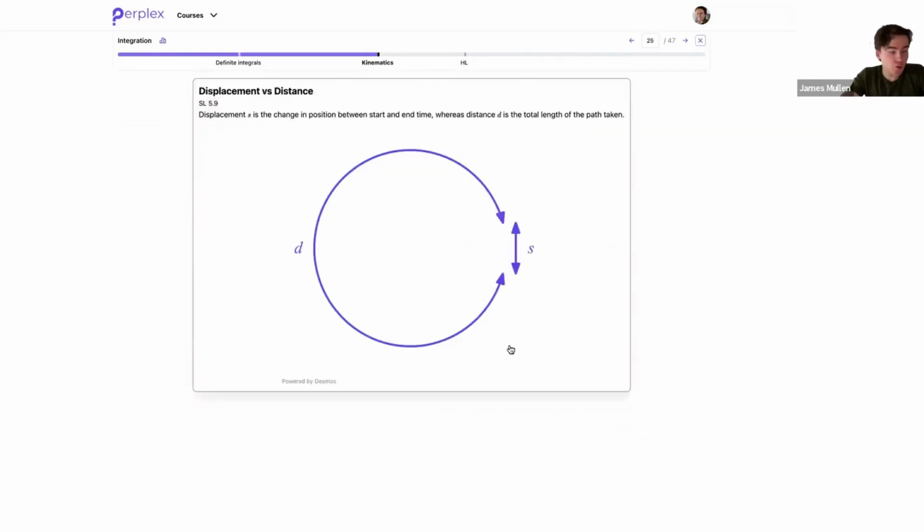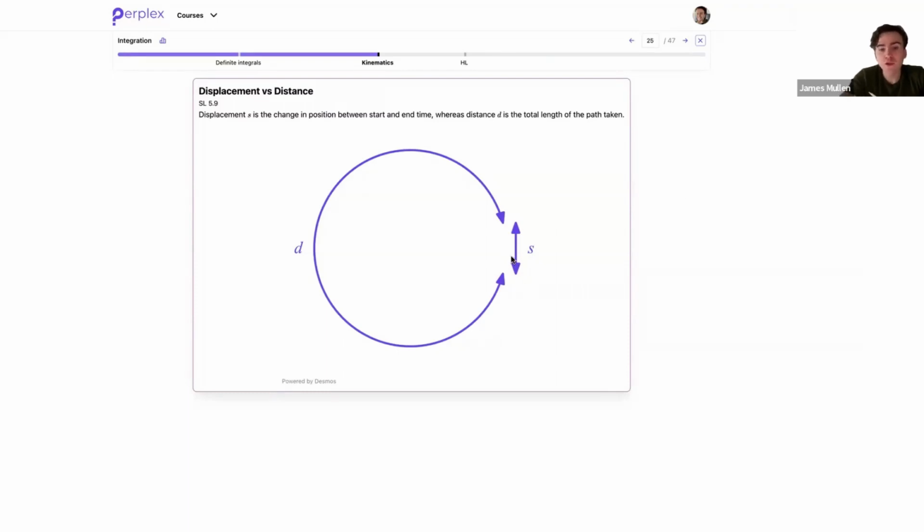Okay, now we're getting to kinematics, which I know is a tricky topic for a lot of people. But the first thing I want to talk about is the word displacement and the word distance. The difference between displacement and distance is that displacement tells you the change in position over a certain interval of time, whereas distance tells you the total distance that you have traveled in that time.